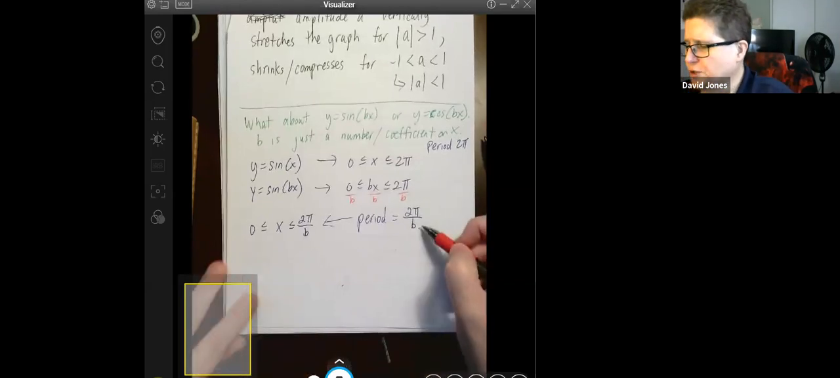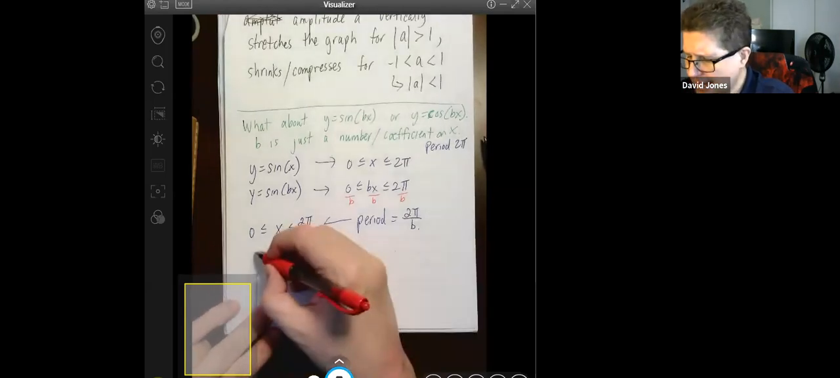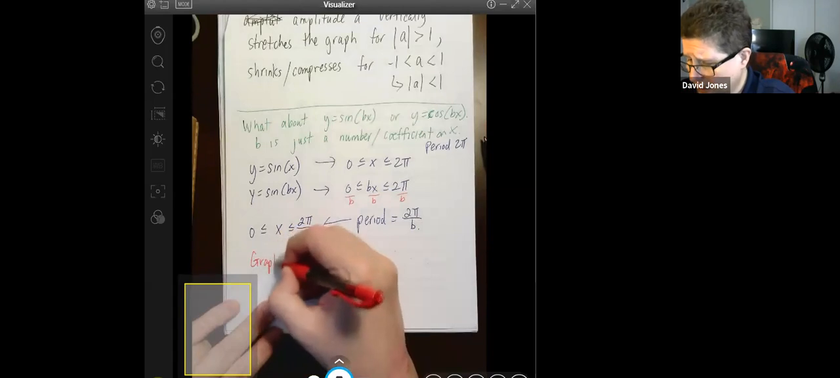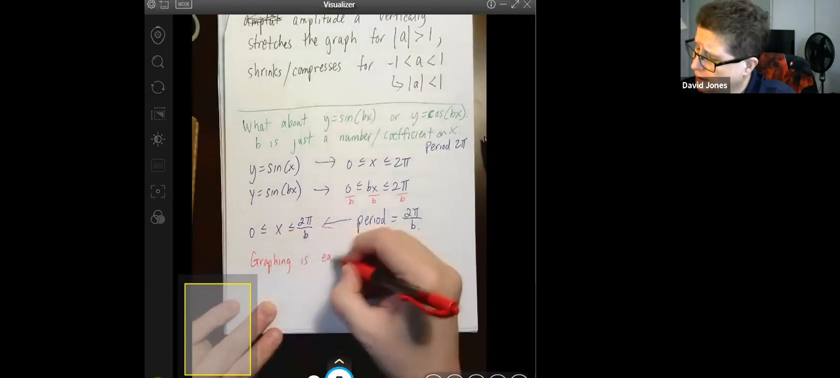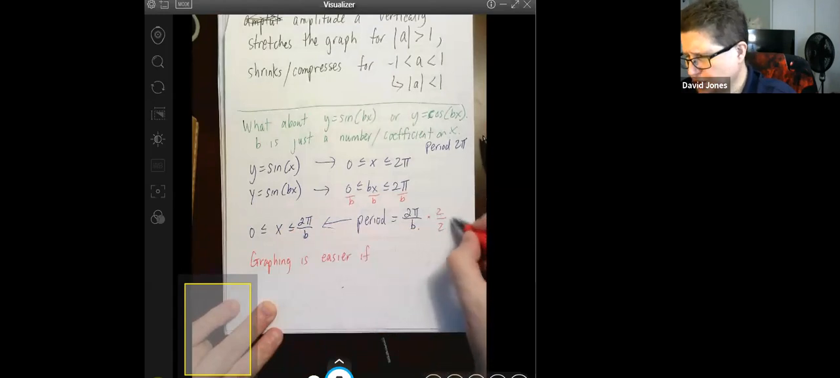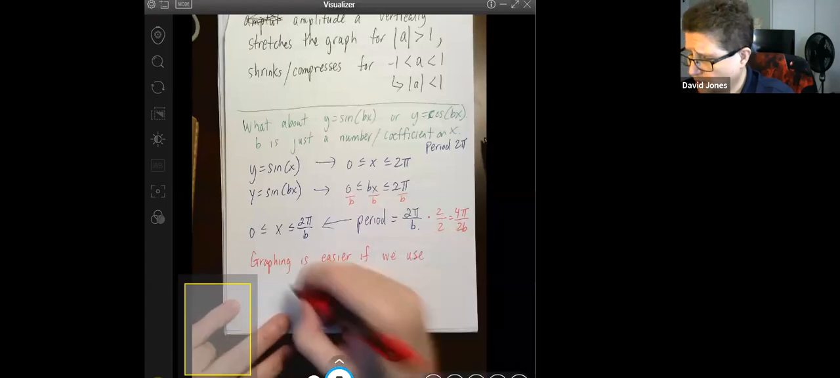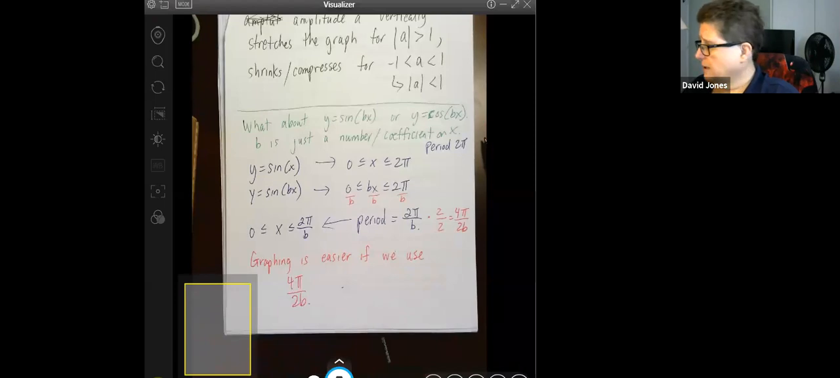The book teaches doing it like this, and you might have learned doing it like this. I think graphing is easier if I multiply the top and bottom by 2, I'm just multiplying by 1, and I get 4 pi over 2b. And I'll show you why. It's a lot easier, I think. Ready to see?